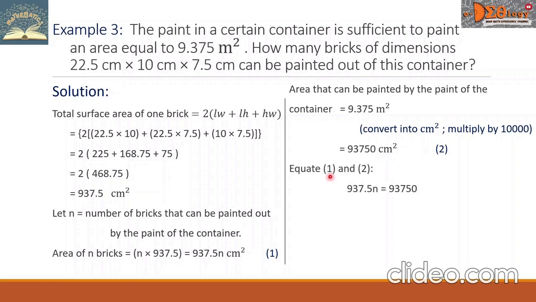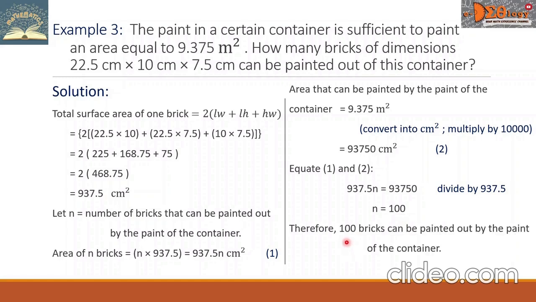If we equate equations 1 and 2, we will get 937.5 n equals 93,750. From here, we can now get the value of n. We divide the equation by 937.5. So n is 100. Therefore, 100 bricks can be painted out by the paint of the container.